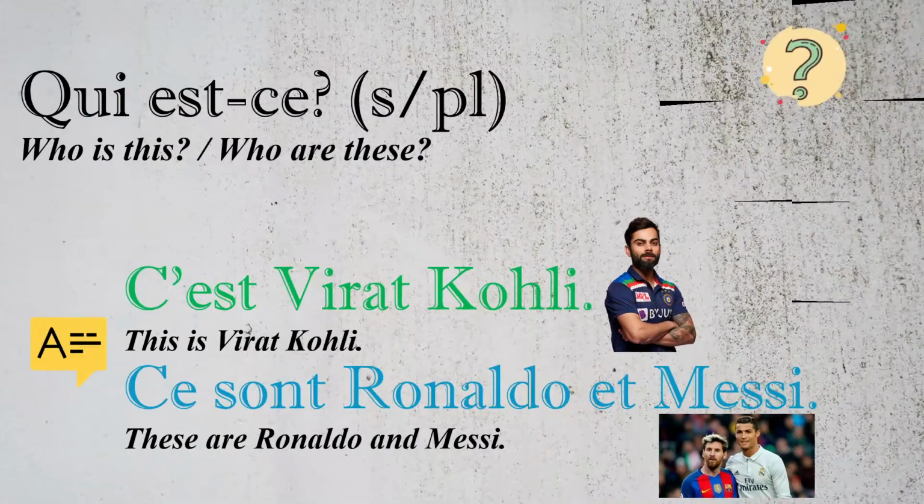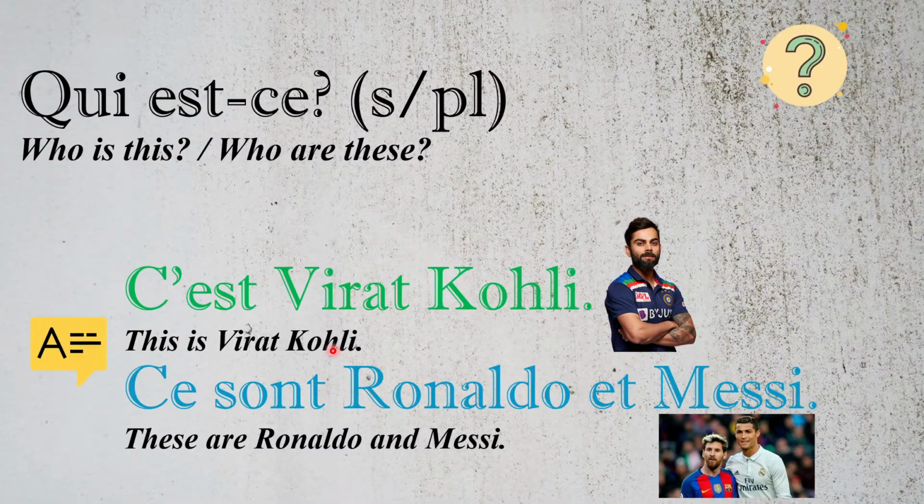Now, the next question is qui est ce? Qui est ce is who is this? So supposing I bring someone into the room. You are seated in a room and I bring someone into the room, and you don't know that person. You would ask me qui est ce? Who is this? Now this qui est ce goes for both singular as well as plural.